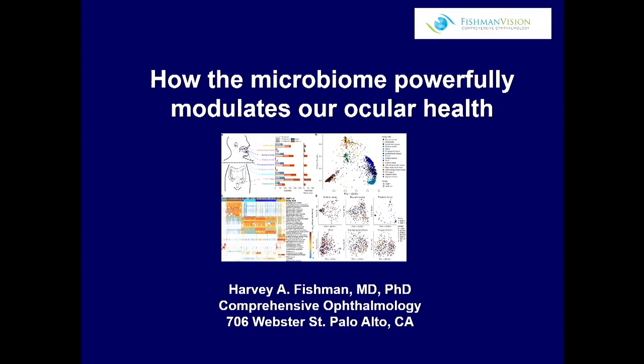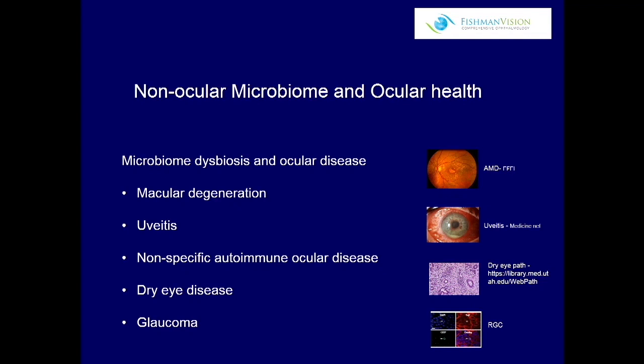Okay, so now we're going to get into what's really exciting, which is how the microbiome of our gut affects our eyes. This is something that, as I said, I'm very passionate about, and we're just starting to see some very exciting data. First, I'm going to talk a little bit about macular degeneration and how the microbiome we know can affect macular degeneration, uveitis, nonspecific autoimmune ocular disease, dry eye disease, and glaucoma. And there are really powerful data and very powerful examples in the literature showing this.